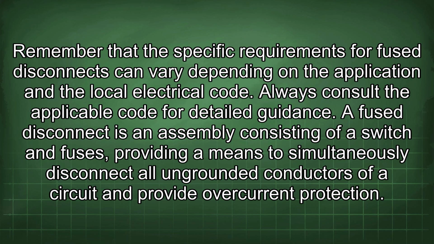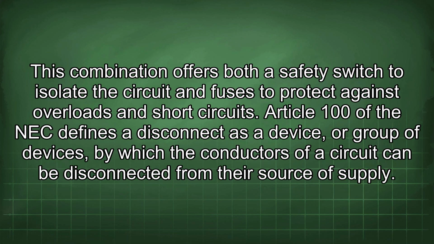A fuse disconnect is an assembly consisting of a switch and fuses, providing a means to simultaneously disconnect all ungrounded conductors of a circuit and provide overcurrent protection. This combination offers both a safety switch to isolate the circuit and fuses to protect against overloads and short circuits.